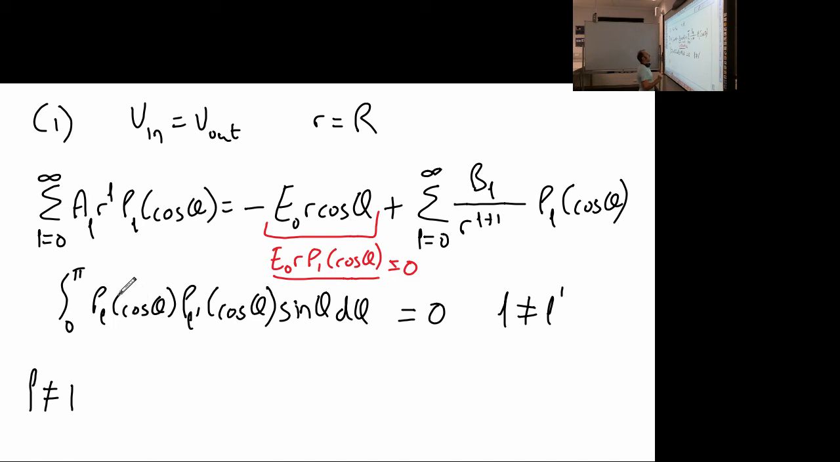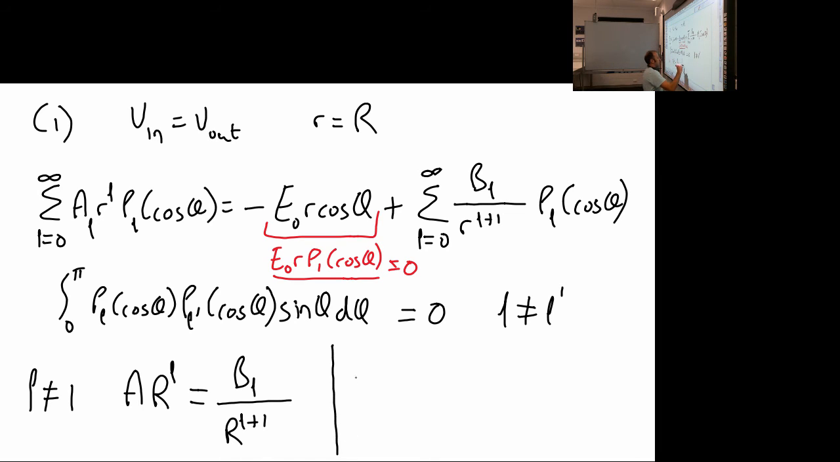Okay, and so what we're left with is A, and I'm going to substitute little r for the capital R, which is the radius, equal to B L divided by r to the L plus 1. Okay, so that's the first one.